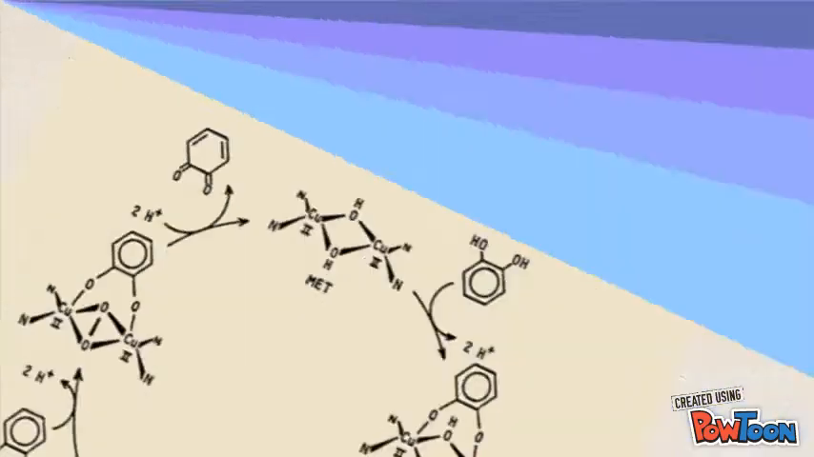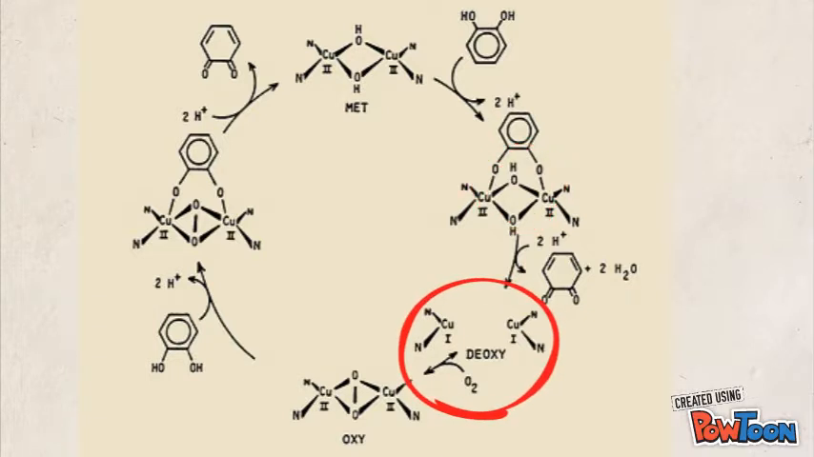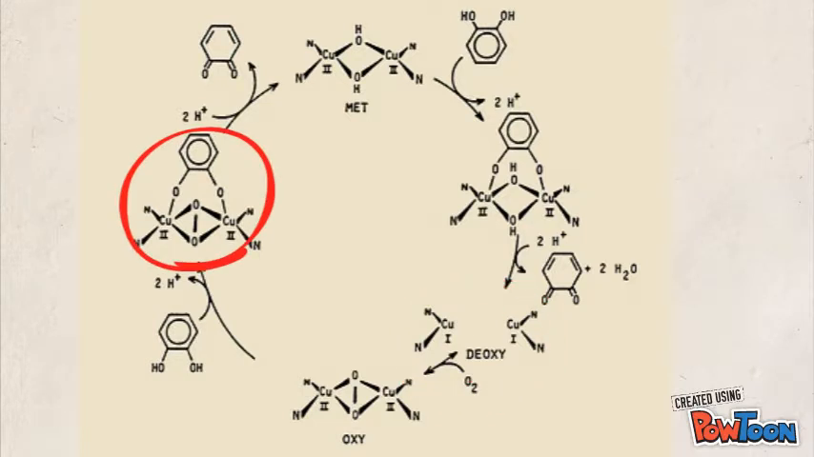The binding of an orthodiphenol to the met state and the subsequent reduction of the bicupric cluster leads to the deoxy state, which yields the oxy-form upon binding of molecular oxygen. The binding of a second orthodiphenol to the oxy state and the subsequent reduction of the bound peroxide to water closes the catecholase cycle.